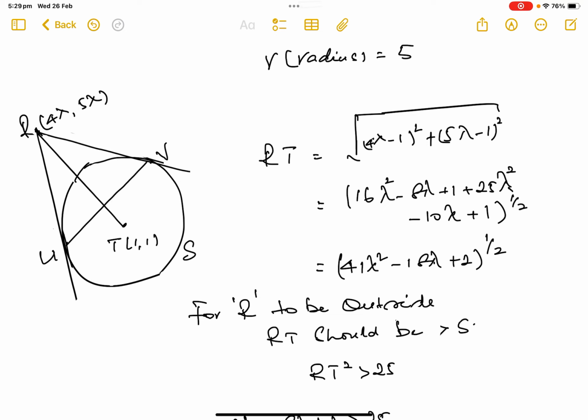So RT is between two points. The distance between the two points, RT equals square root of 4 lambda minus 1 squared plus 5 lambda minus 1 squared. And if you expand it, 4 lambda minus 1 squared is 16 lambda squared minus 8 lambda plus 1. And 5 lambda minus 1 squared is 25 lambda squared minus 10 lambda plus 1. The whole thing to the power of half. When you simplify it, 16 and 25 is 41 lambda squared, 8 and 10 is 18 lambda.